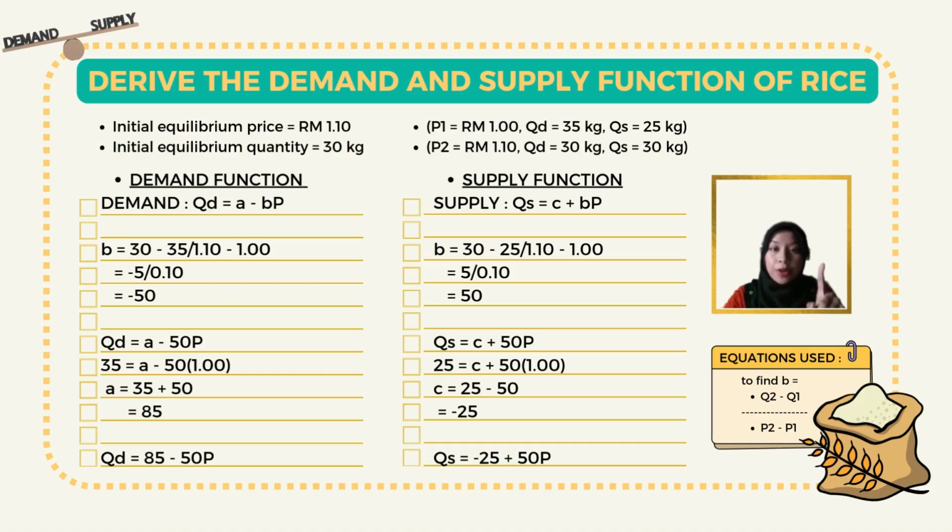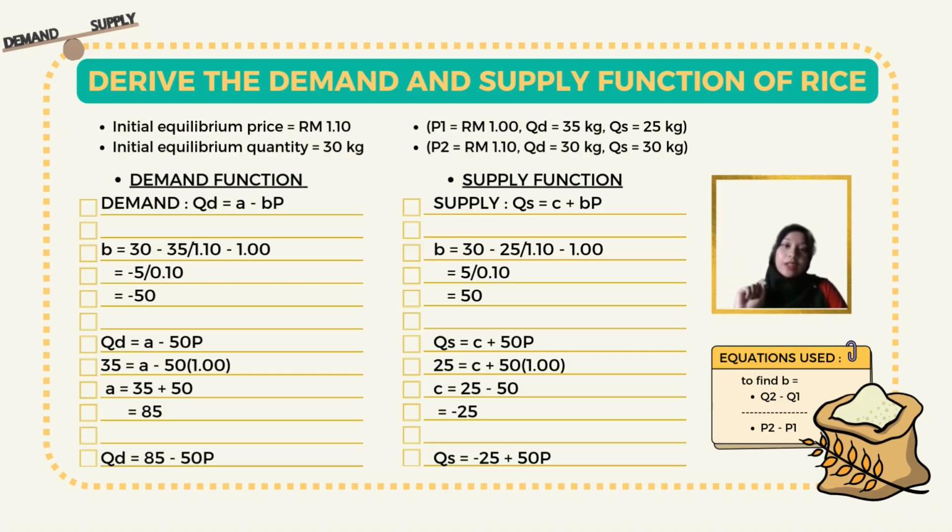So we have chosen point 1 at RM1, the demand at 35 kilos and supply at 25 kilos. While for point 2, we have chosen the initial equilibrium price and quantity, which is at RM1.10, demand at 30 kilos and supply also at 30 kilos.